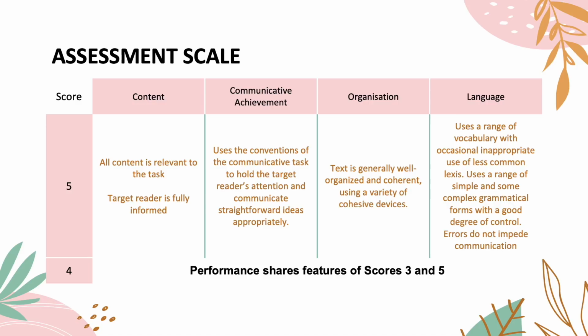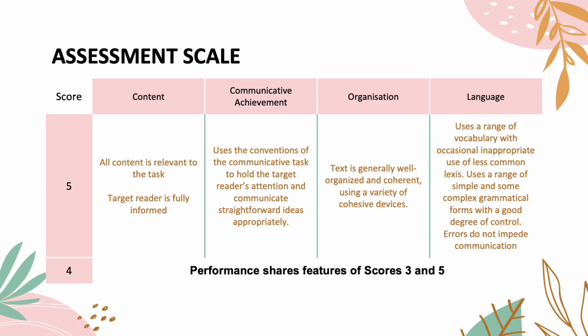The third criteria is organization, which means that your text has to be well organized and coherent, using a variety of cohesive devices. This means that your essay has to include accurate punctuation, paragraphs, and cohesive devices such as adverbs, moreover, however, therefore, first of all, also pronouns like it, that, those, as well as conjunctions, for example, and, but, and so.